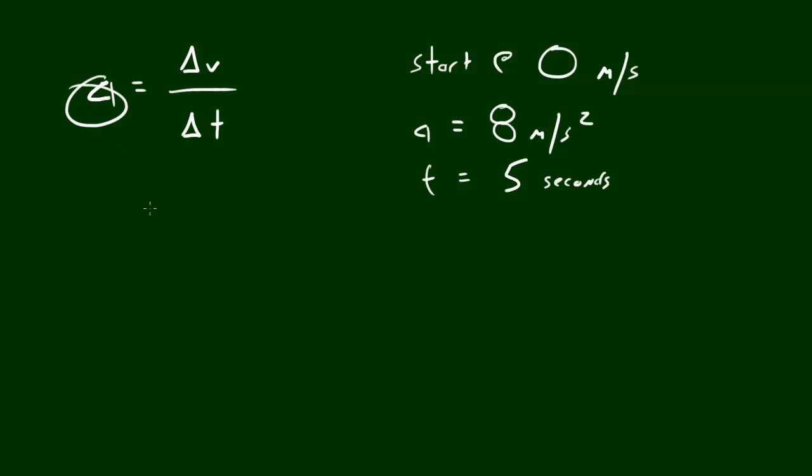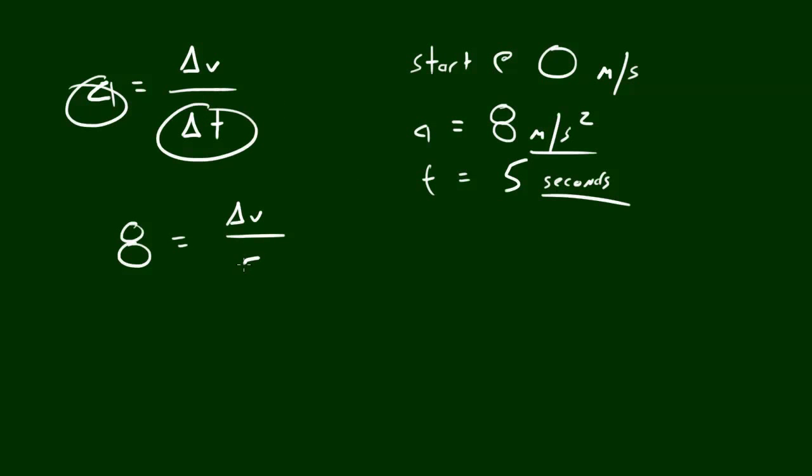So acceleration, we know, equals 8, and I'm going to leave out the meters per second squared for now. 8 meters per second squared. Now, the change in velocity is the thing we're trying to figure out, but what we do have is the time. So time equals 5, and I guess I might as well throw this in, seconds.